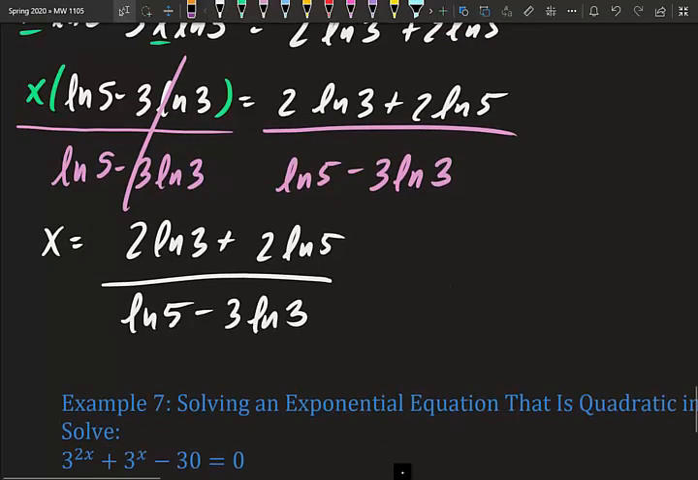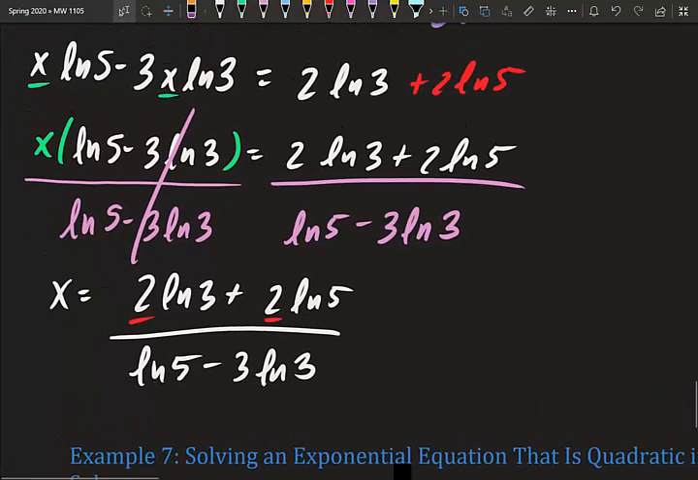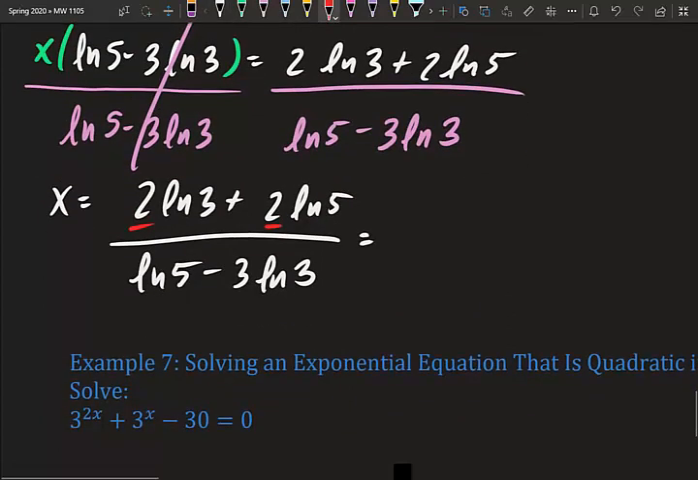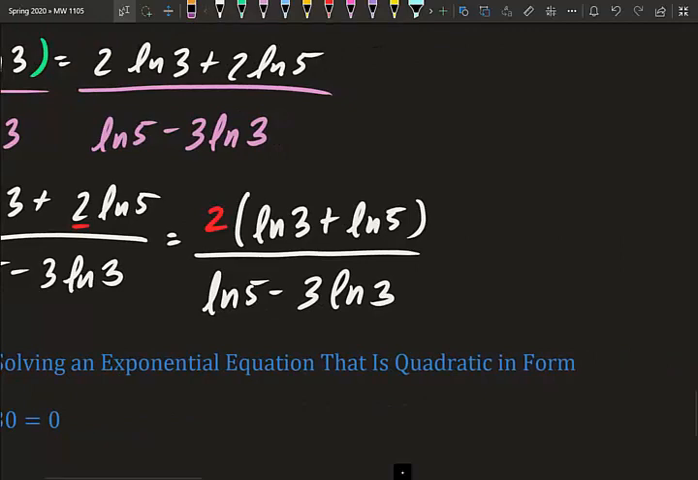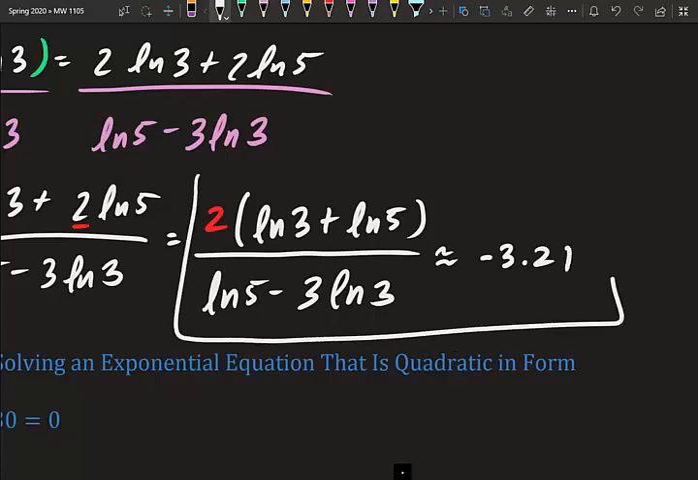We are almost done here because we can simplify one more time. I don't know if you see it, but they both have a 2 in common, so we have to take it out. So when we do, we have 2 times ln 3 plus ln 5, over ln 5 minus 3 ln 3. That's our exact answer for x. You can plug it into your calculator, and it is approximately negative 3.21. Since I showed you already, I won't show you again.